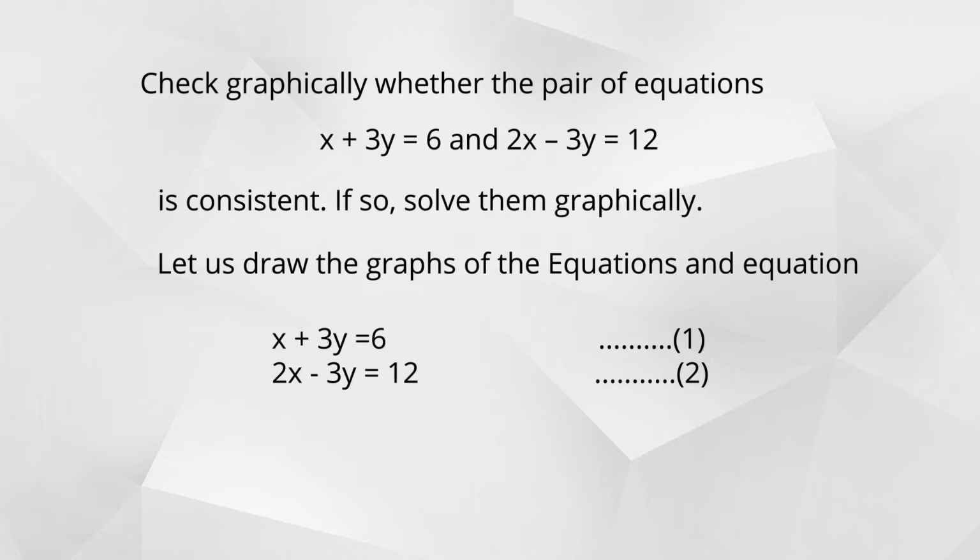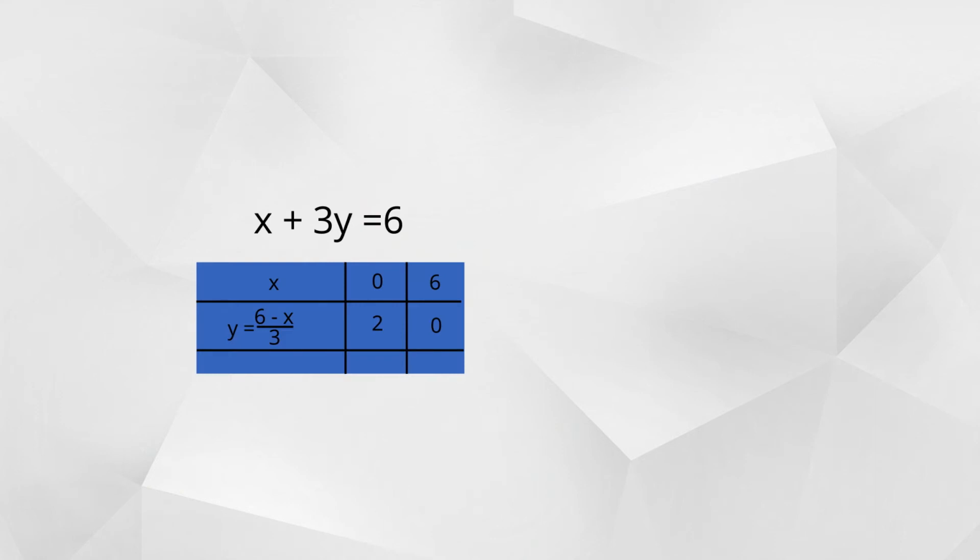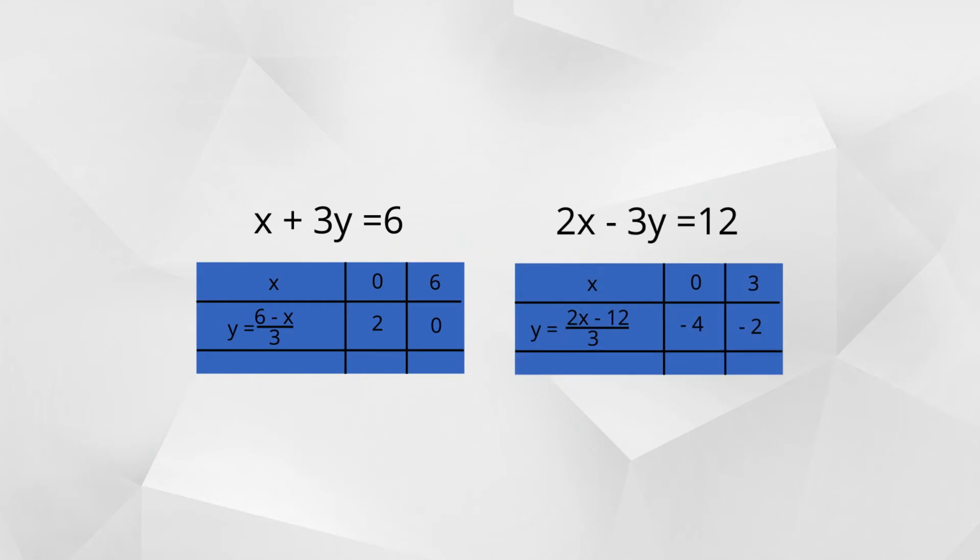Let us find the solutions for equation number 1. x equal to 0 and y equal to 2 is one solution, and x equal to 6 and y equal to 0 is the second solution for equation number 1. Now let us find the solutions for equation number 2. x equal to 0 and y equal to -4, and x equal to 3 and y equal to -2. These are the solutions for equation number 2.